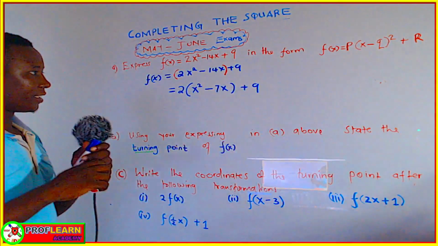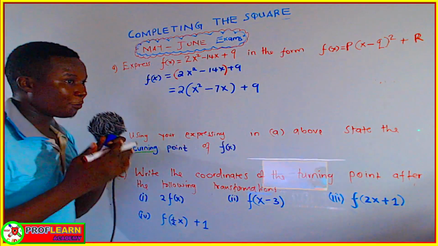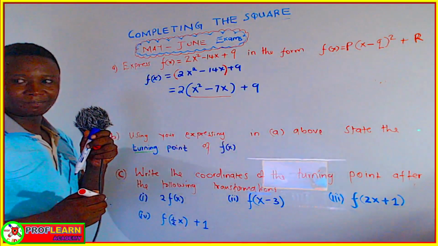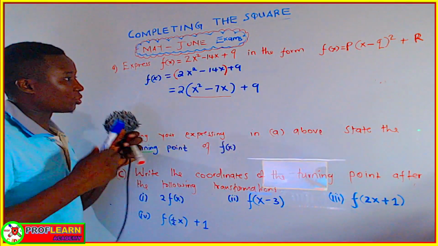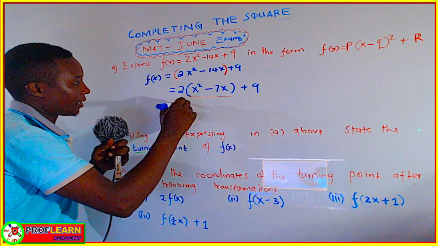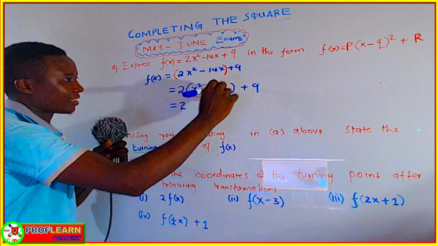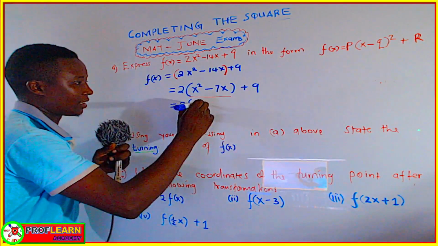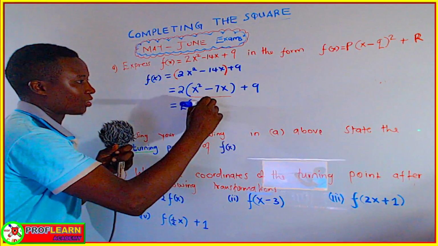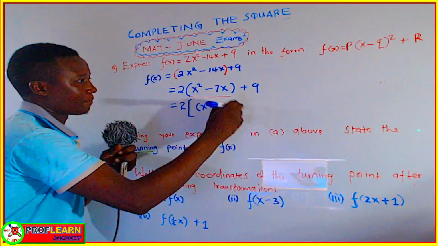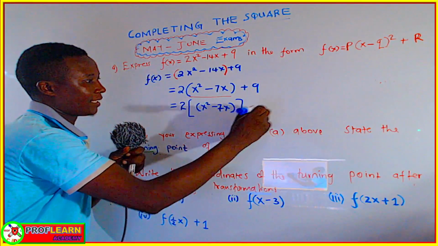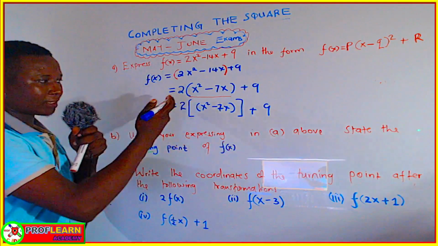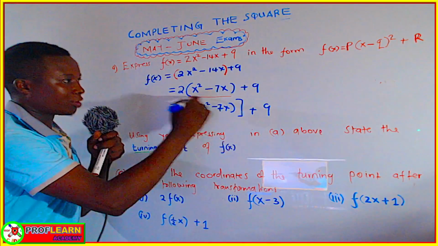So once we have done this, remember the part that we need to complete the square on is this part here. So we are going to introduce another bracket. Since we have this type of bracket and we need to introduce another one, we're going to have x squared minus 7x, then enclose, then plus 9. So the first step is factoring out what's common in the two terms.